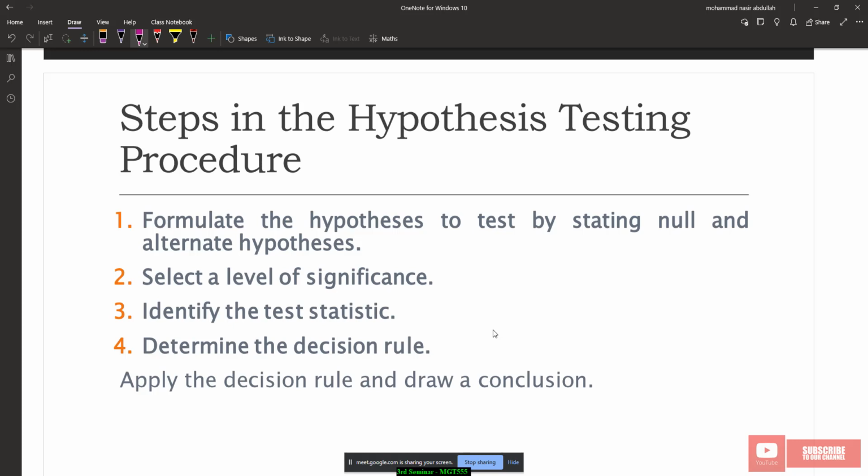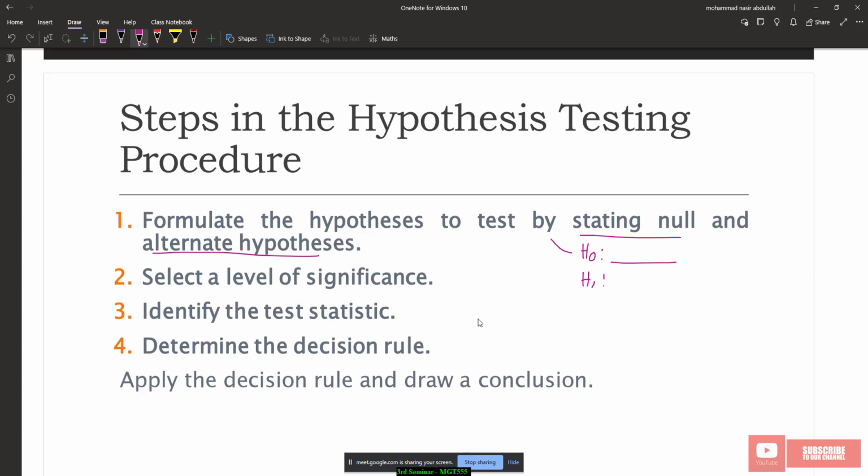So this one I took from page number 79. Right? We have four steps actually. First step is we need to formulate the hypothesis test by stating the null and alternate hypothesis. What is the null hypothesis and what is the alternate hypothesis? Right, this is very important.